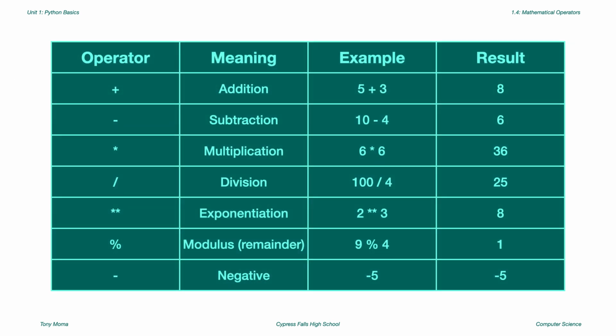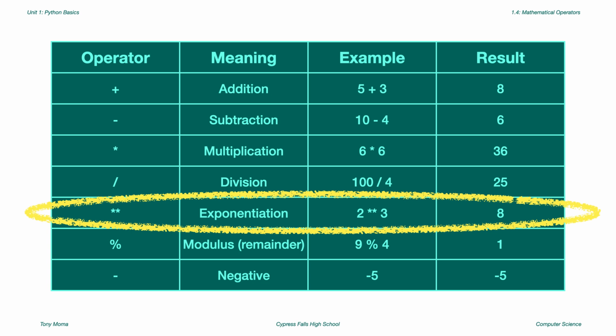This table lists the most common math operators used in Python. The first 4 rows contain operators that you should be familiar with: addition, subtraction, multiplication, division. They work the same way you've always used them. The final 3 we'll focus a little more attention on, starting with exponentiation.